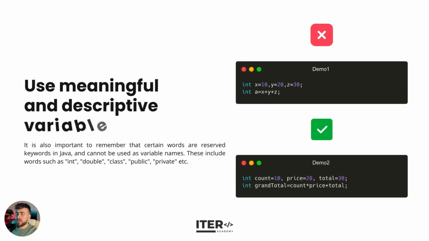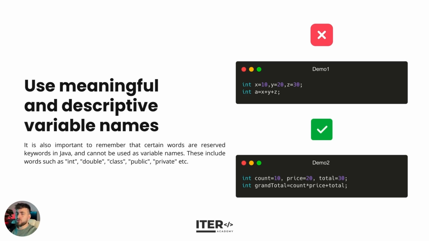Another important guideline to follow is to use meaningful and descriptive variable names. This makes it easier to understand the purpose and value of a variable when reading the code. Avoid using single-letter variable names or abbreviations that may not be obvious to others reading your code. For example, instead of using a or x, use firstName or count or something else descriptive.